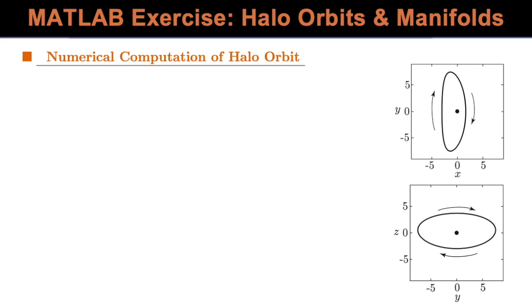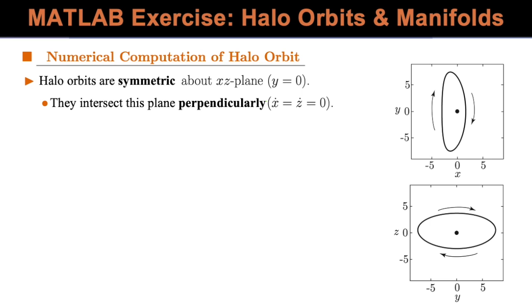The nice thing about halo orbits in the circular restricted 3-body problem is that they are symmetric about the xz plane, and that helps simplify things. So the xz plane would be coming through here. Trajectories have a mirror symmetry about the xz plane, and they intersect perpendicularly along that plane. So x dot and z dot are 0. There's only a y component to the velocity. Y velocity.